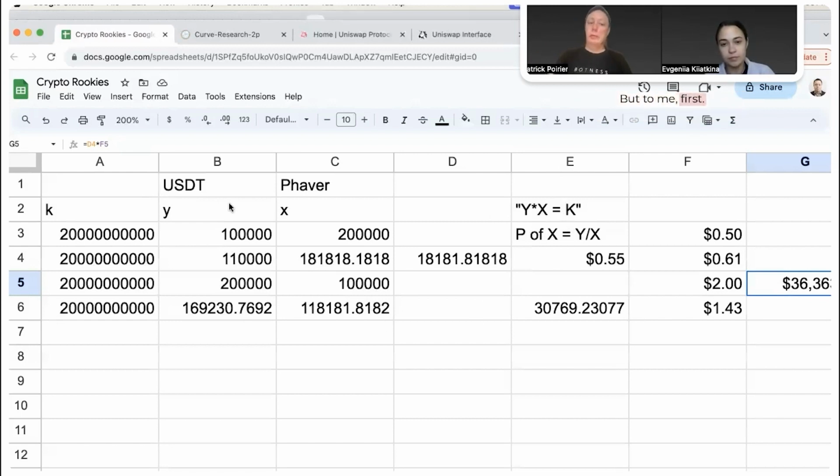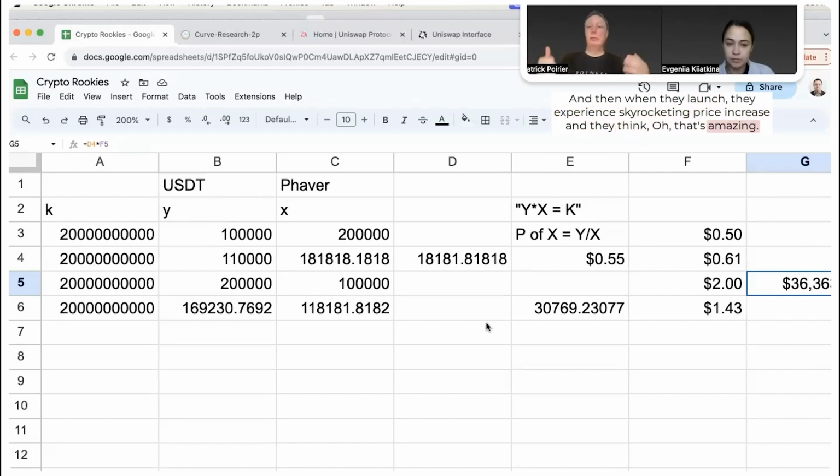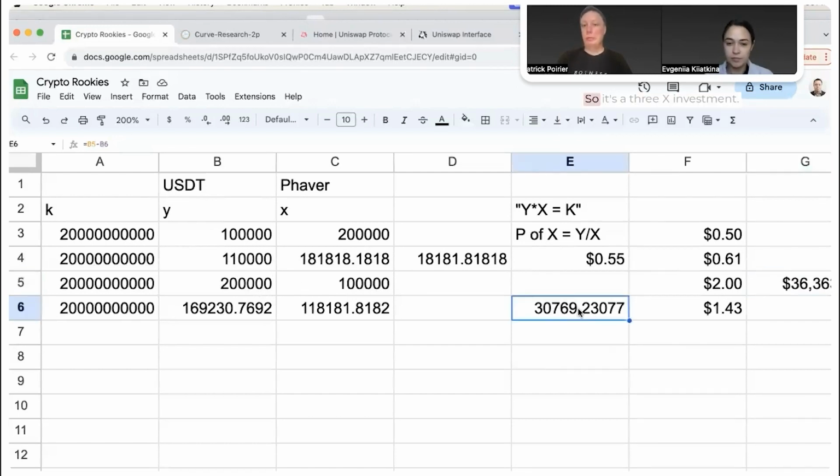But to me, first, a lot of projects make the mistake of not keeping enough stablecoin to properly finance their pool. And then when they launch, they experience a skyrocketing price increase, and they think, oh, that's amazing, we made a lot of money. But it's not real money, because it's artificial, and people got enriched so fast. Maybe this happened in 1 day: the person put in $10,000 and left with 30K. So it's a 3x investment. When the price goes that fast, the incentive for people to cash in profit and dump on the new investors increases.